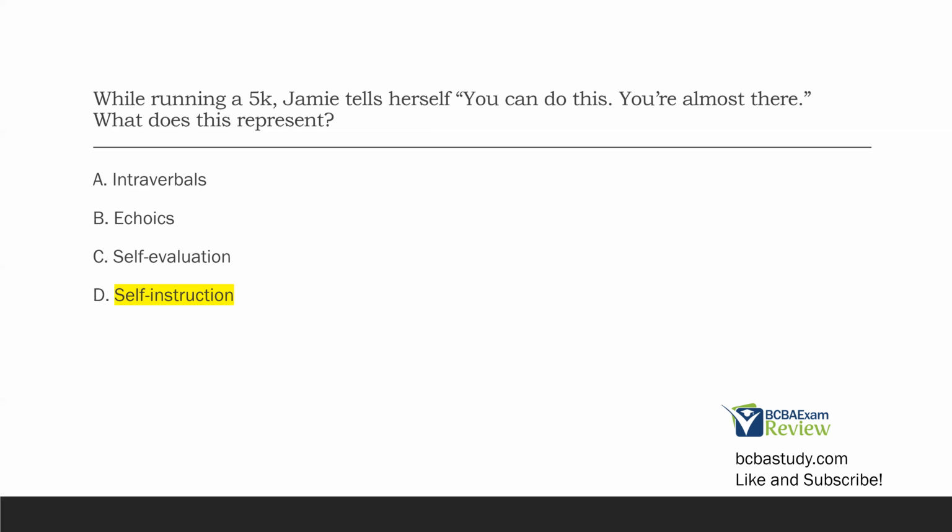Management, self-management, self-control. Don't get these mixed up. Self-evaluation, self-instruction, these type of things, okay? They're each individual, right? Understand that self-evaluation is comparing. Self-instruction is an actual verbal rule prompting your own responses.